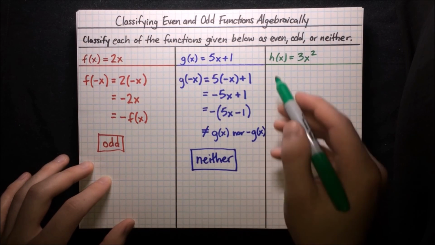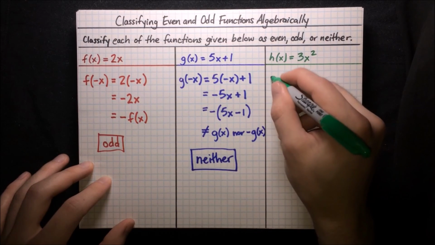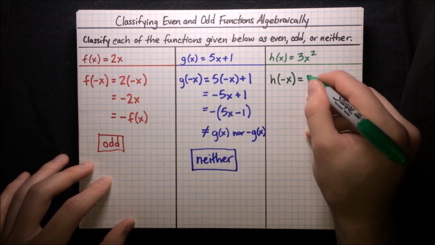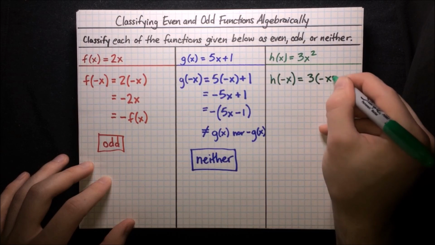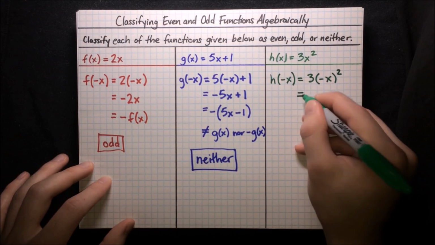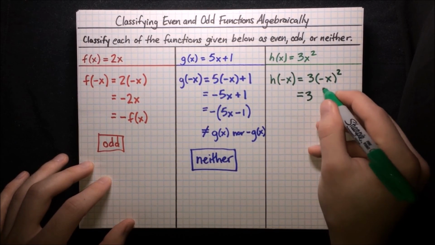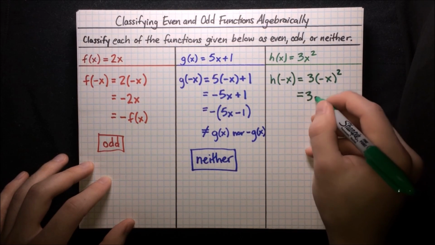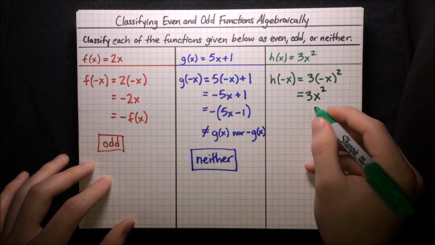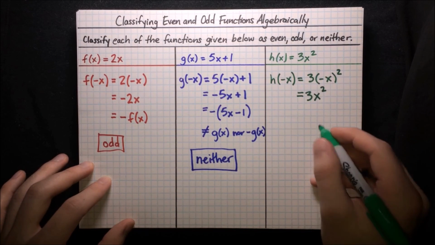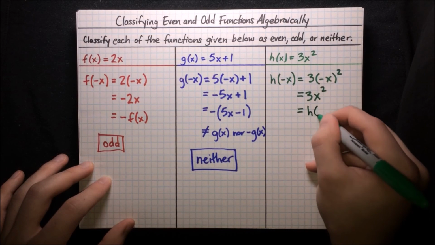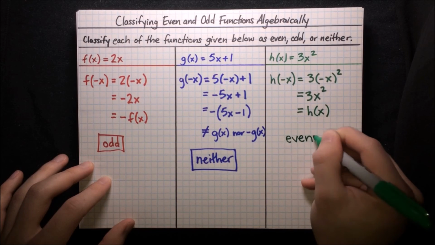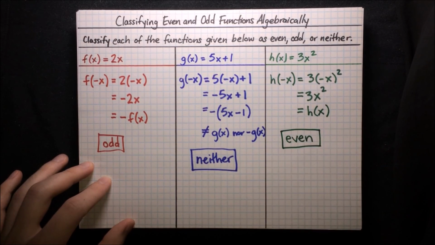Alright, so how about this function h of x equals 3x squared? Again, just plug in negative x into the function. So h of negative x is equal to 3 times negative x squared, which is equal to 3 times, what is negative x squared? Well, squaring gets rid of the negative, so then we just have x squared, 3x squared. And hey, that's exactly h of x. So h of negative x is equal to h of x, meaning that the function is even.